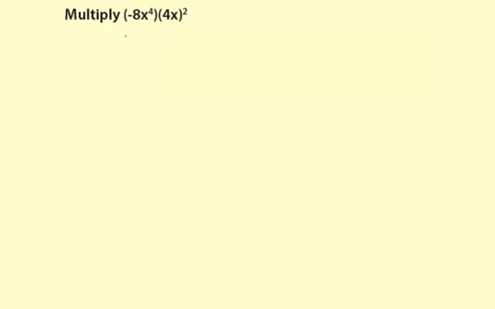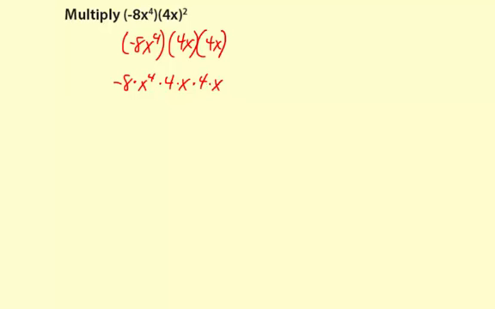First way, I'm going to rewrite it as negative 8x to the fourth. Then I'm going to write it as 4x times 4x, because that's really what 4x quantity squared is, 4x times 4x. Now I'm just going to rewrite it again. Negative 8 times x to the fourth times 4 times x times 4 times x. I just broke it all up.